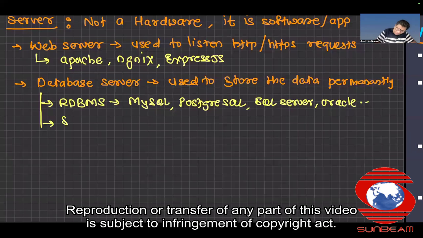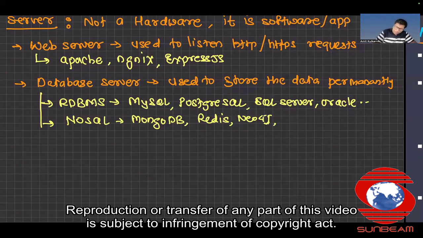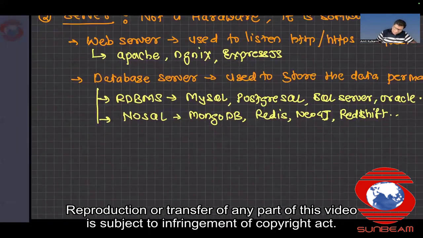Under NoSQL, there are again many options available. For example, MongoDB is the prominent one. There is the very popular Redis DB. There is Neo4j, which is a graph database, by the way. You can also say Redshift, and so on. There are many other options available. Rather, this list is bigger than RDBMS, but still, just a couple of them here.